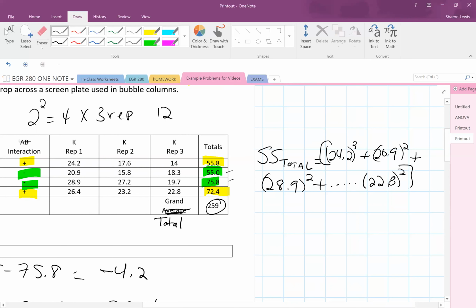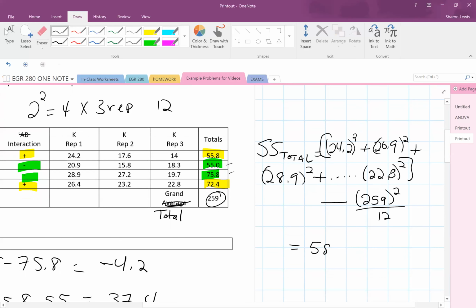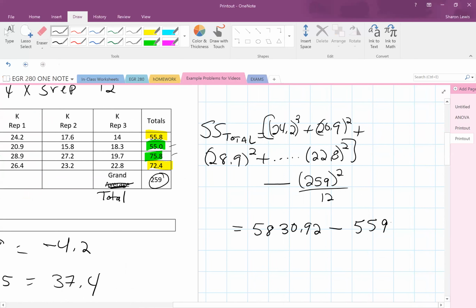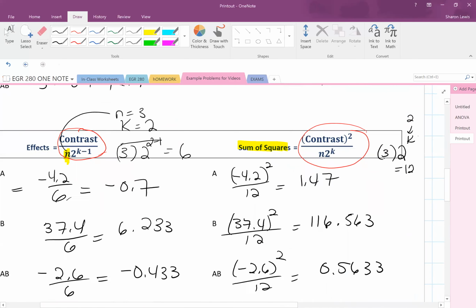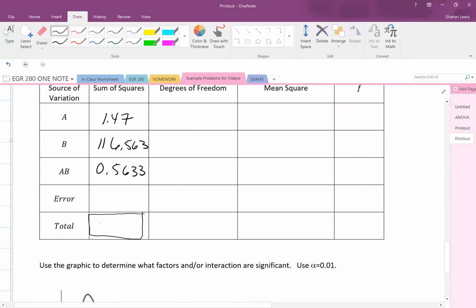So that's the first part of the equation. From that, we take off the grand total, so 259, square that, and divide by the total number of data points, 12. If you work out those numbers, that is equal to 5830.92 minus 5590.08, and that works out to be 240.8367. So that's the sum of squares total. Tedious, but not difficult. So we're going to put that into here.